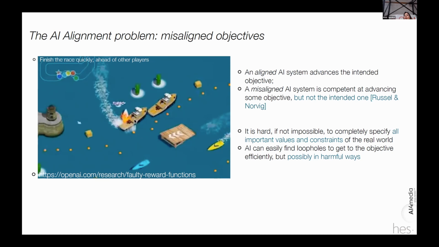If we were to apply this type of mechanism in reality, we would be facing a problem: we need to think of all the possible things that are going to happen. I think it's really hard, and it might even be impossible, to specify all the important values and constraints that populate our real world. We live in a complex society with a lot of unwritten rules, and it's difficult to take them and incorporate them in machine learning models. What we're seeing is that the AI doesn't have the same complex structure, so it easily finds loopholes and gets faster to the objective, but that could be harmful.